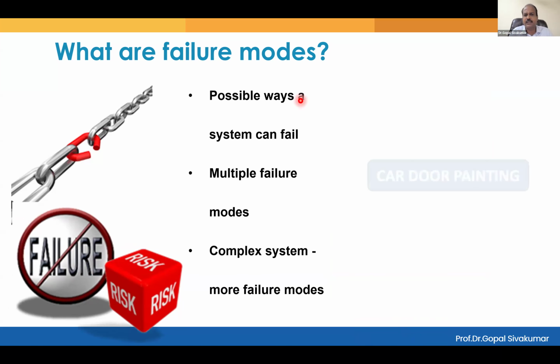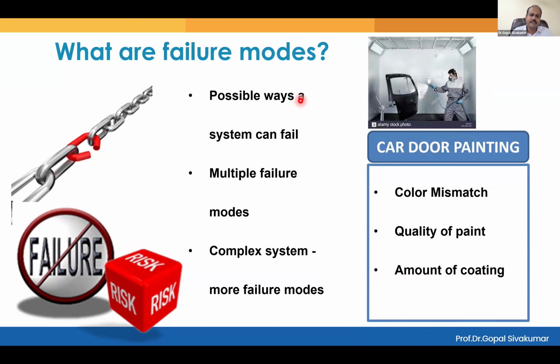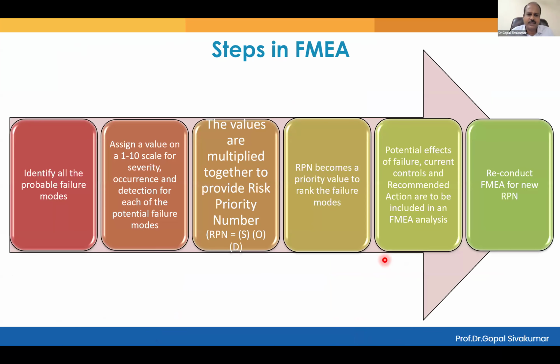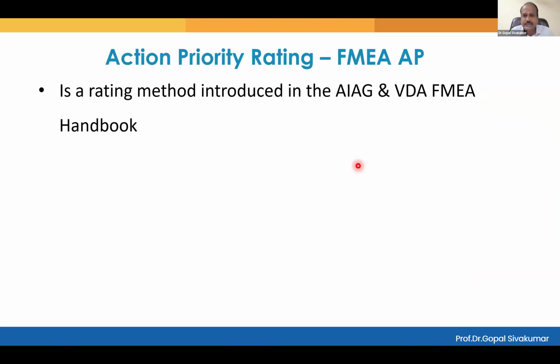So ATM cash dispensing and then car door painting. These are the failure modes. See, I'm writing only 4 failure modes. There can be 400 modes of failure. But why is this company working on only 4 failure modes? You know the reason. They have mitigated all other failure modes well, and only these 4 need some attention, analysis and improvement. So these are the steps. Identify the failure mode, assign the rating, and then calculate the RPN, then prioritize based on the RPN, then write down the potential effect of the failure, the current control you have, and the recommended action, and once the solutions are implemented, reconduct the effort. So that is demonstrated here.